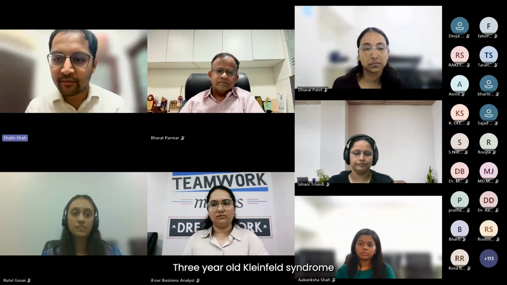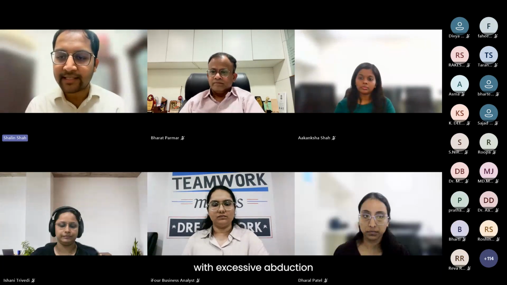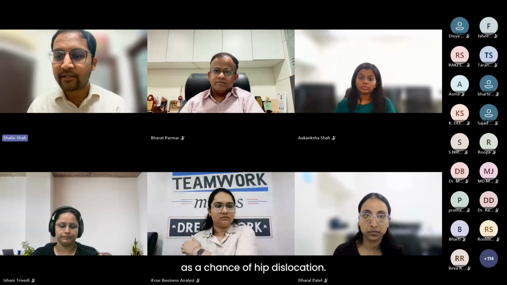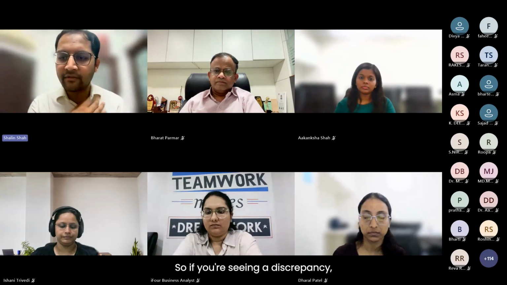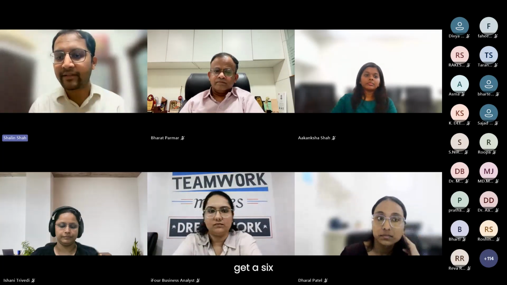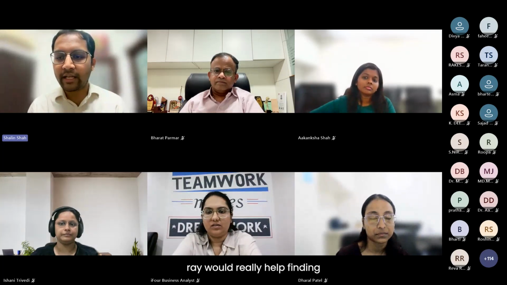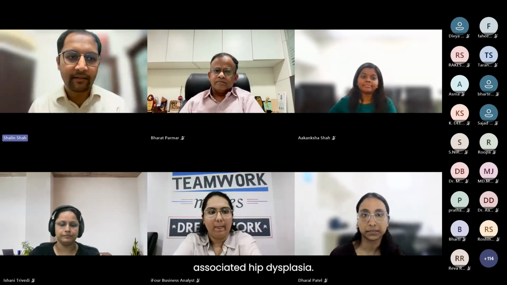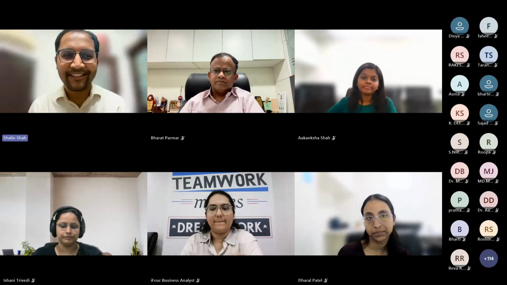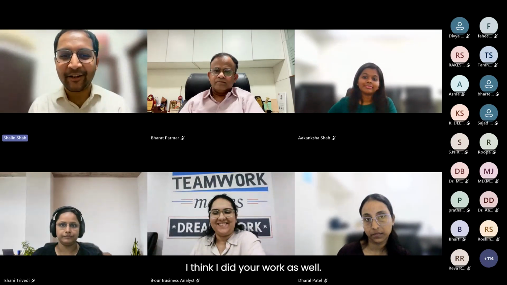3-year-old with Klinefelter syndrome, a genetic disorder, walking supported with excessive abduction, limb length difference of an inch. Are there chances of hip dislocation? Yes. A lot of syndromes have associated hip dysplasia. So if you're seeing a limb length discrepancy, a pelvis X-ray would really help in finding out if there's any associated hip dysplasia. Sorry, Himanshi, I think I did your work as well.